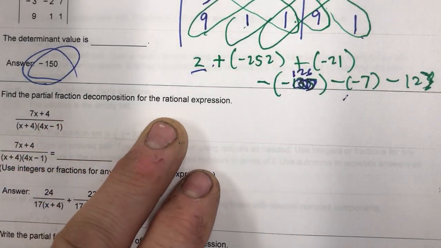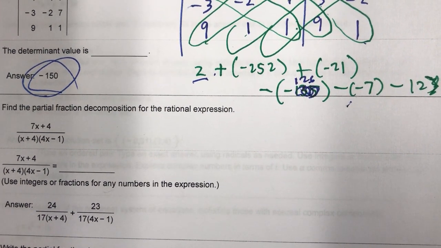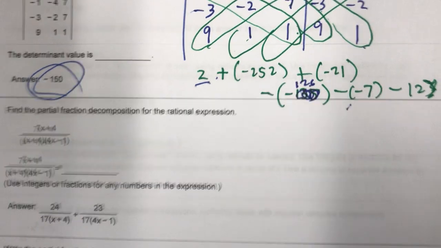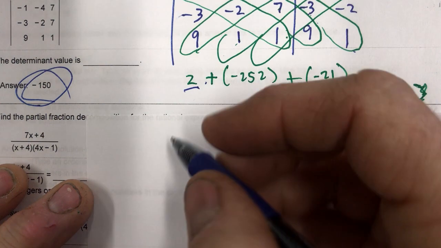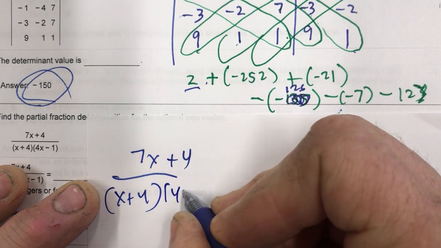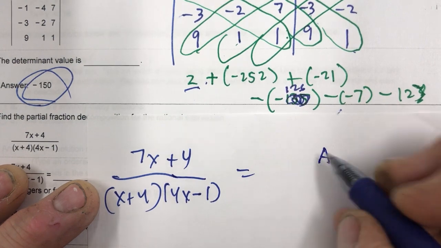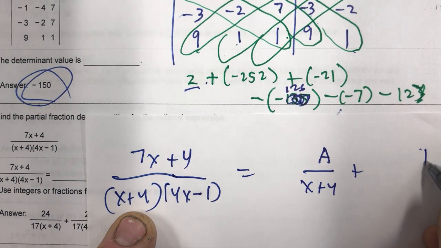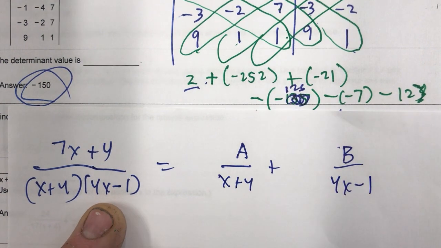14, find the partial fraction decomposition for the rational expression. Okay. Let me get another piece of paper. All right, so 7x plus 4 over x plus 4 and 4x minus 1. This is going to be some number a over the x plus 4 plus some number b over this factor, 4x minus 1.